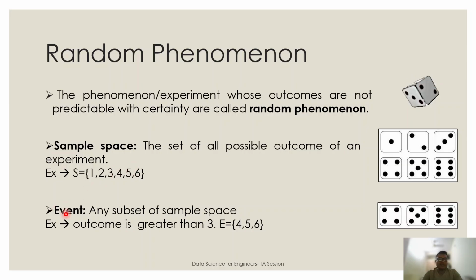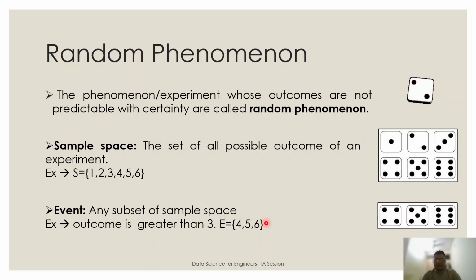Then there is an event. If you apply some condition to this particular sample space, that is called an event, in simple words. Any subset of the sample space is an event. The sample space is the superset, and a subset means some portion of these particular outputs. Here I give one example: the output is greater than three. Which outputs are greater than three? Four, five, six are greater than three. Here I applied a condition, which is greater than three, so it becomes an event because it's a subset of the sample space. Out of all one to six, you are getting four, five, six as the event output.